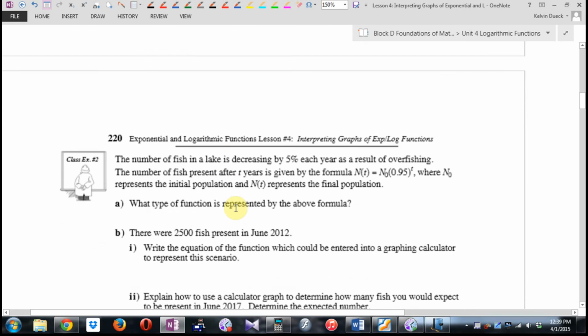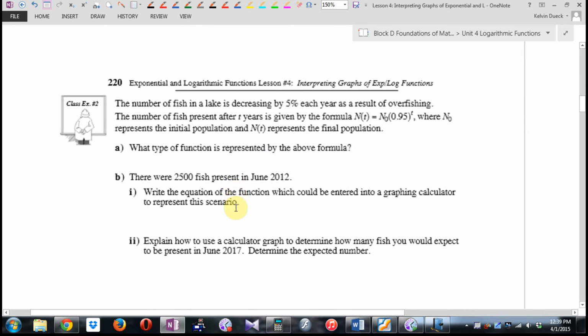Next page. It says this: the number of fish in a lake is decreasing. Let's underline the word decreasing. The fact that we're decreasing, we're going to get a graph that looks like that. We're going to get a graph that looks like that. Each year is the result of overfishing. Here's the equation.